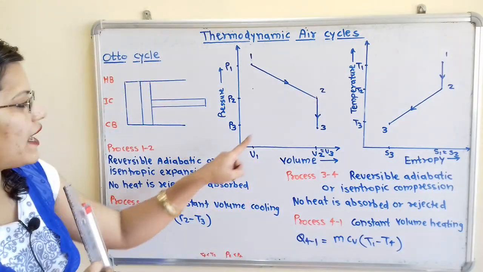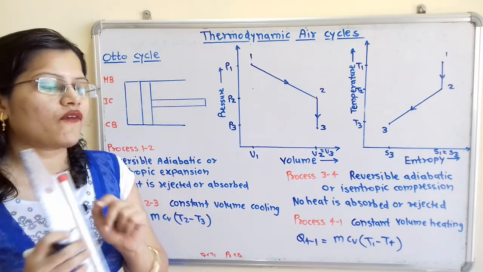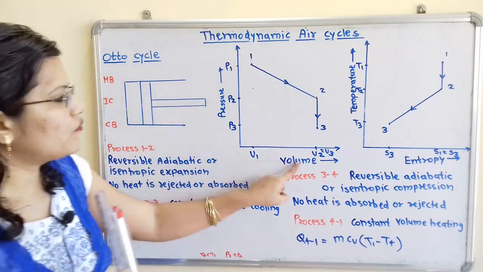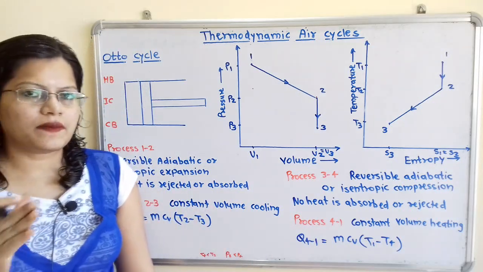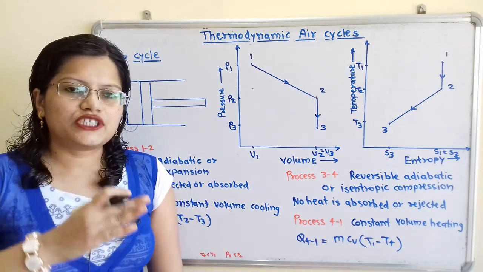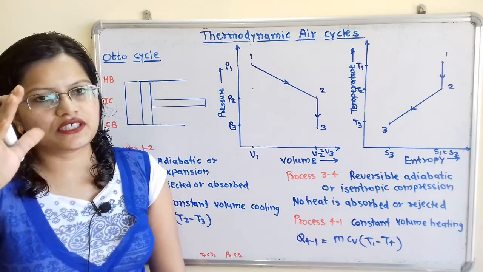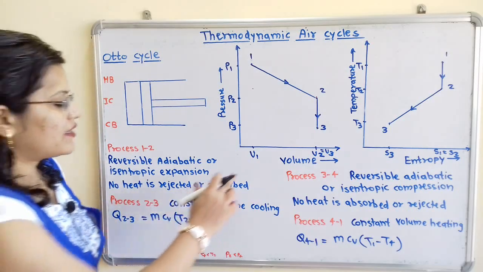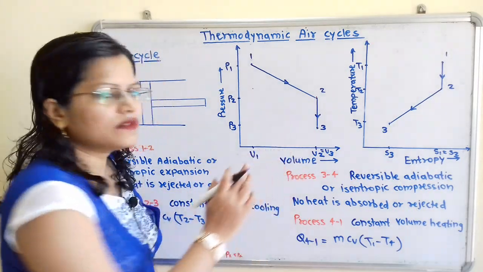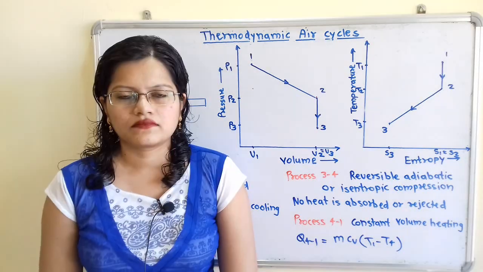And here we have to show for the compression process what the effect of compression is on pressure, volume and temperature. When the compression is taking place, we know that pressure is getting increased, and as pressure is getting increased, temperature will also get increased. And what is the effect on volume? During the compression process, volume is getting decreased.